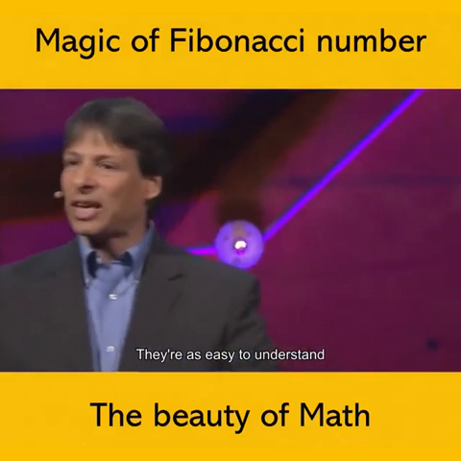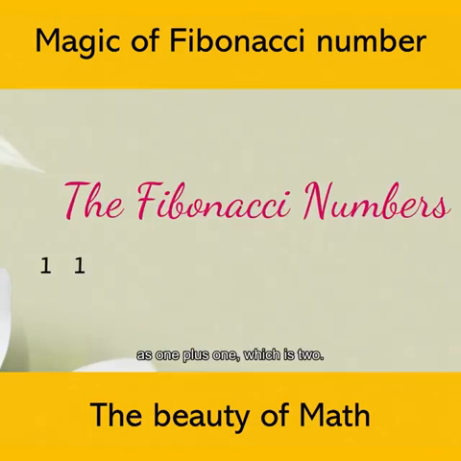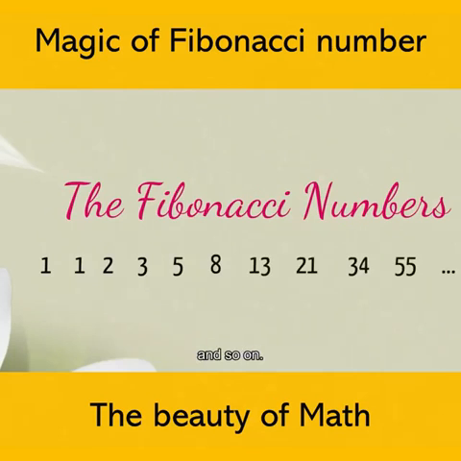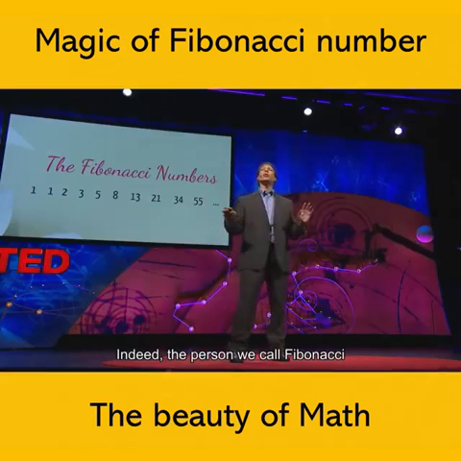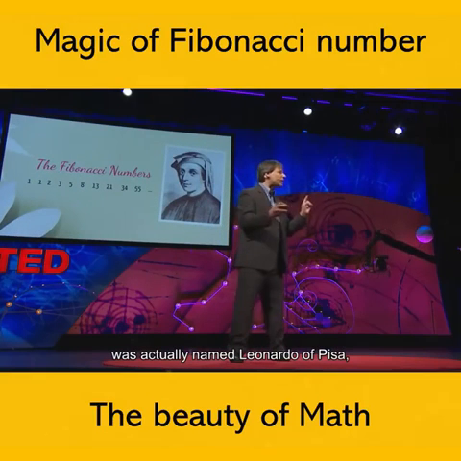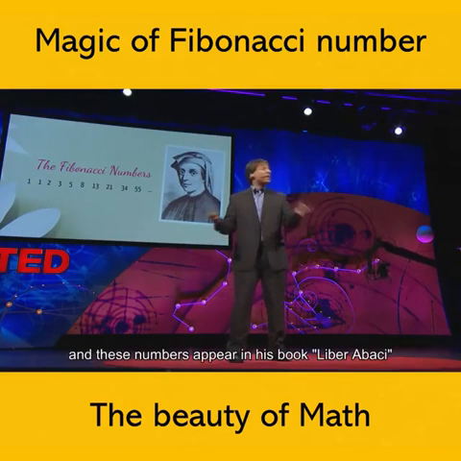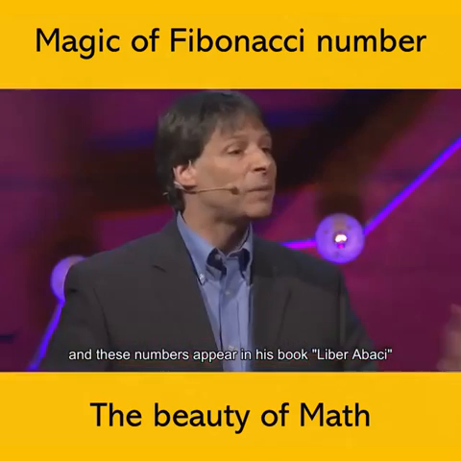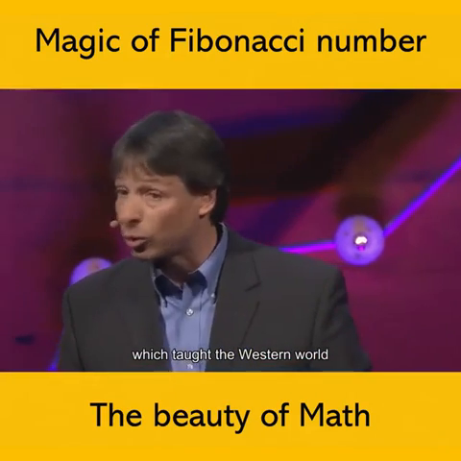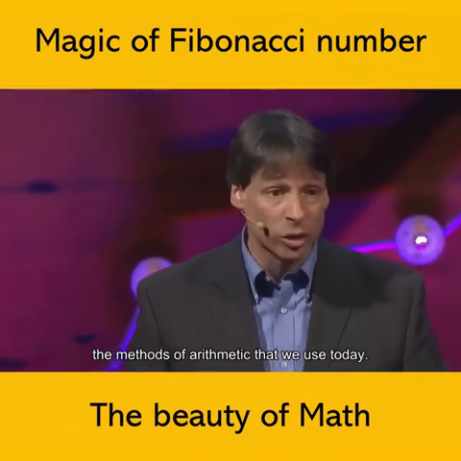They're as easy to understand as 1 plus 1, which is 2. Then 1 plus 2 is 3, 2 plus 3 is 5, 3 plus 5 is 8, and so on. Indeed, the person we call Fibonacci was actually named Leonardo of Pisa, and these numbers appear in his book, Liber Abaci, which taught the Western world the methods of arithmetic that we use today.